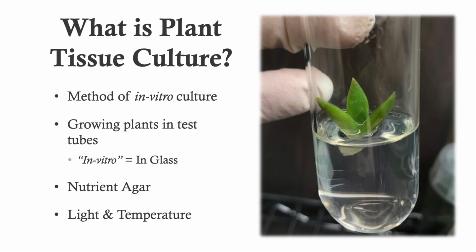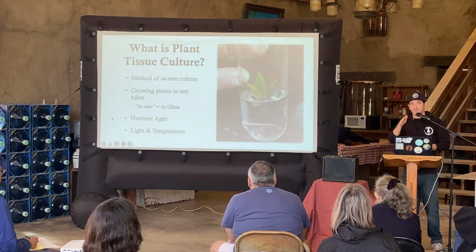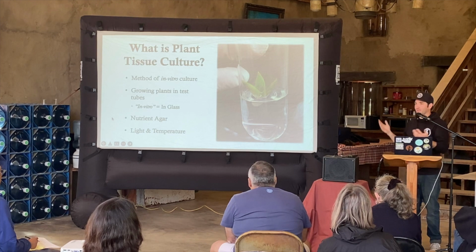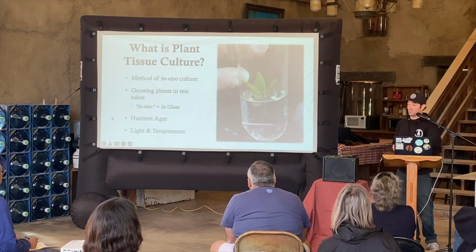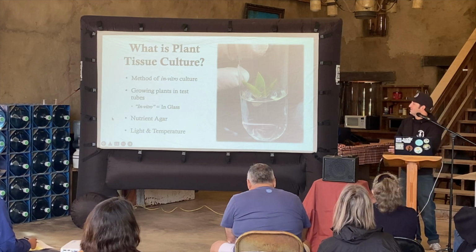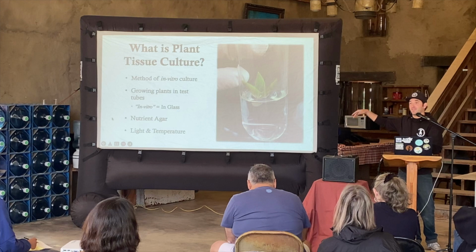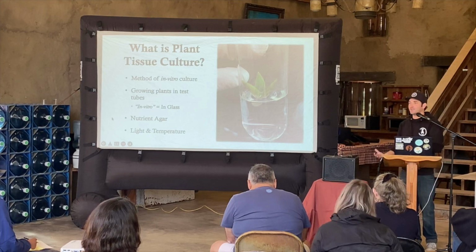So what is it? It's typically called in vitro culture. It is growing plants in vitro, which just means in glass, so in a test tube or anything. The nuts and bolts of it, in fact, my textbook for learning how to do this was called Growing Plants in Test Tubes. Like, wow, that's right to the point. But that's exactly it. It has a nutrient agar, like a jello, that has everything the plant needs to grow.